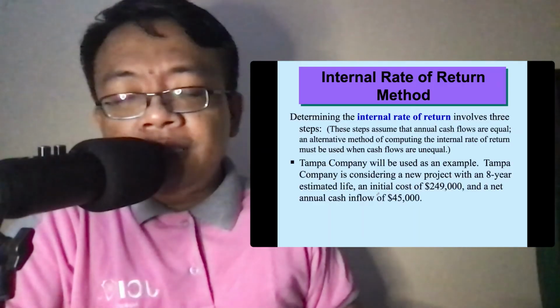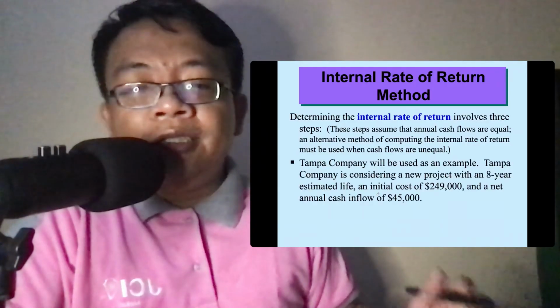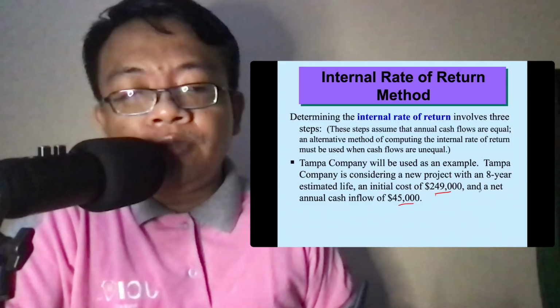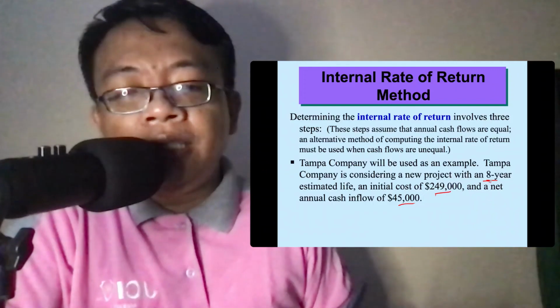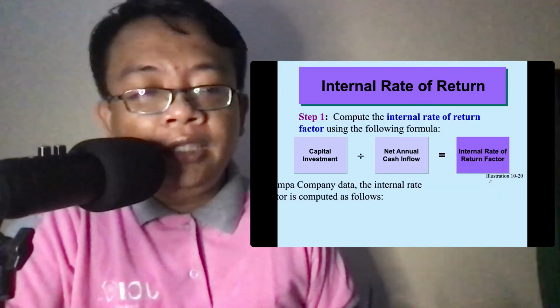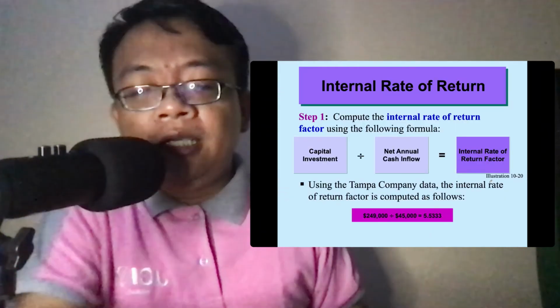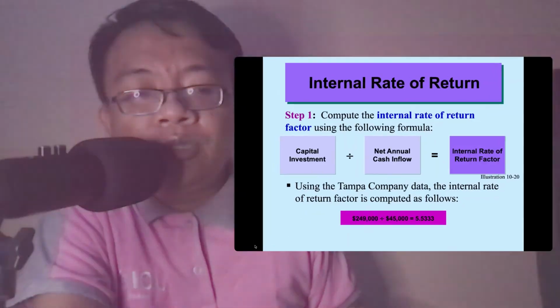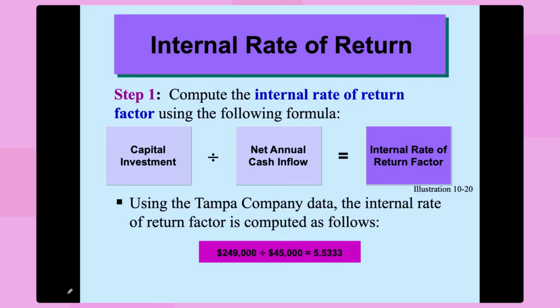Okay, there are steps to compute for the IRR. So, let's say you have an initial cost of 249 and cash inflows of 45 and you have 8 years. Alright, step number 1 is to compute for the internal rate of return factor. What is the formula? Capital investment divided by net annual cash inflows gives you the internal rate of return factor.